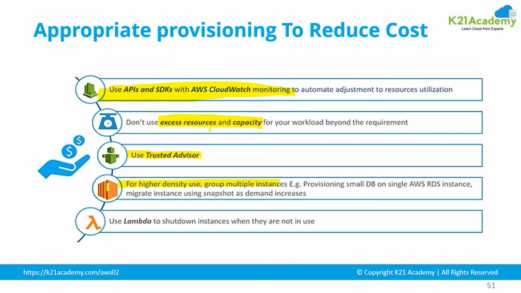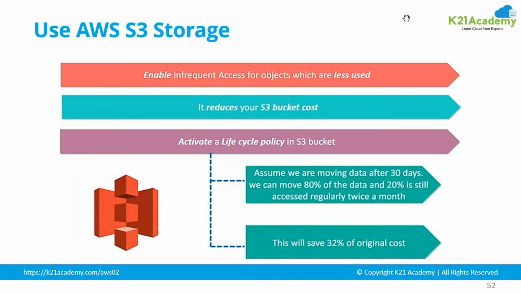Use managed services and serverless architecture, because in serverless you will not pay when you are not using it. So this is how you can even save the cost. In case of storage, you can reduce the cost by introducing a lifecycle policy on the S3 bucket, where if the data is not being used for 30 days, you can move it into infrequent access storage, which will help you save cost on storage. Almost 32% of the original cost will be saved if you use this.